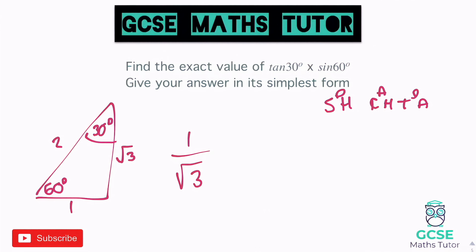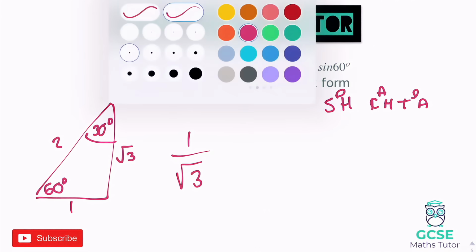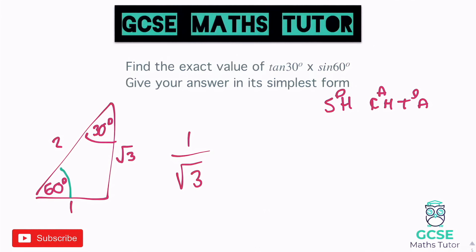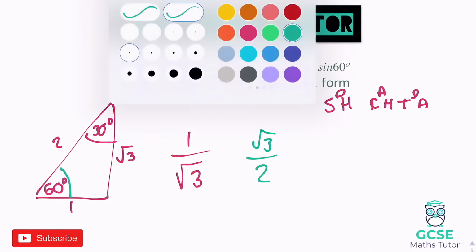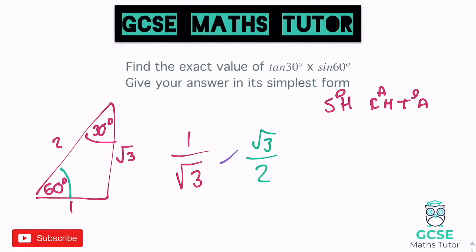And the next one is sine 60. So moving on to the sine 60, looking at the 60 angle, opposite over hypotenuse. Opposite is root 3, hypotenuse is 2, so it's root 3 over 2. There we go, and it asks us to multiply these together. So what we've got to do is multiply them together and see what we get. So on the top, 1 times root 3 is root 3, and root 3 times 2 is 2 lots of root 3. So 2 root 3, there we go, and that is finding the exact value there.